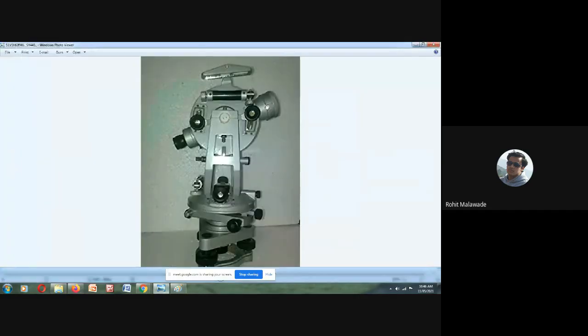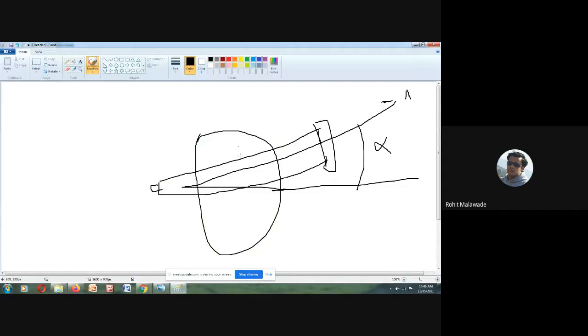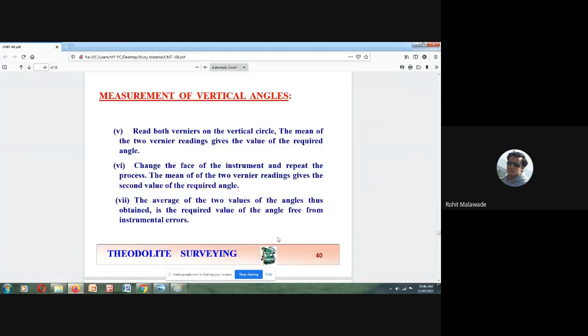Now again you are going to transit the telescope, and you will be continuing the same procedure you have done with the face left. Then you will be repeating the same procedure with the face right. Change the face of the instrument and repeat the process. The mean of the two vernier readings gives the second value of the required angle.